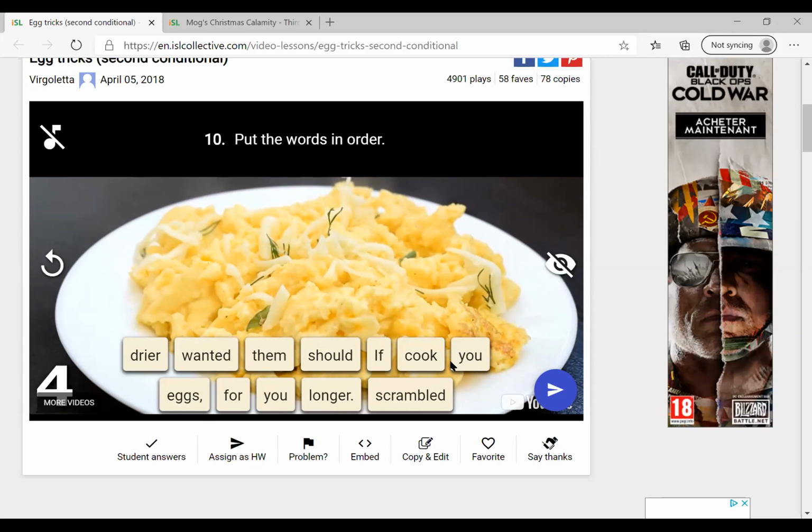Emilia. The last one, and then we move to next.